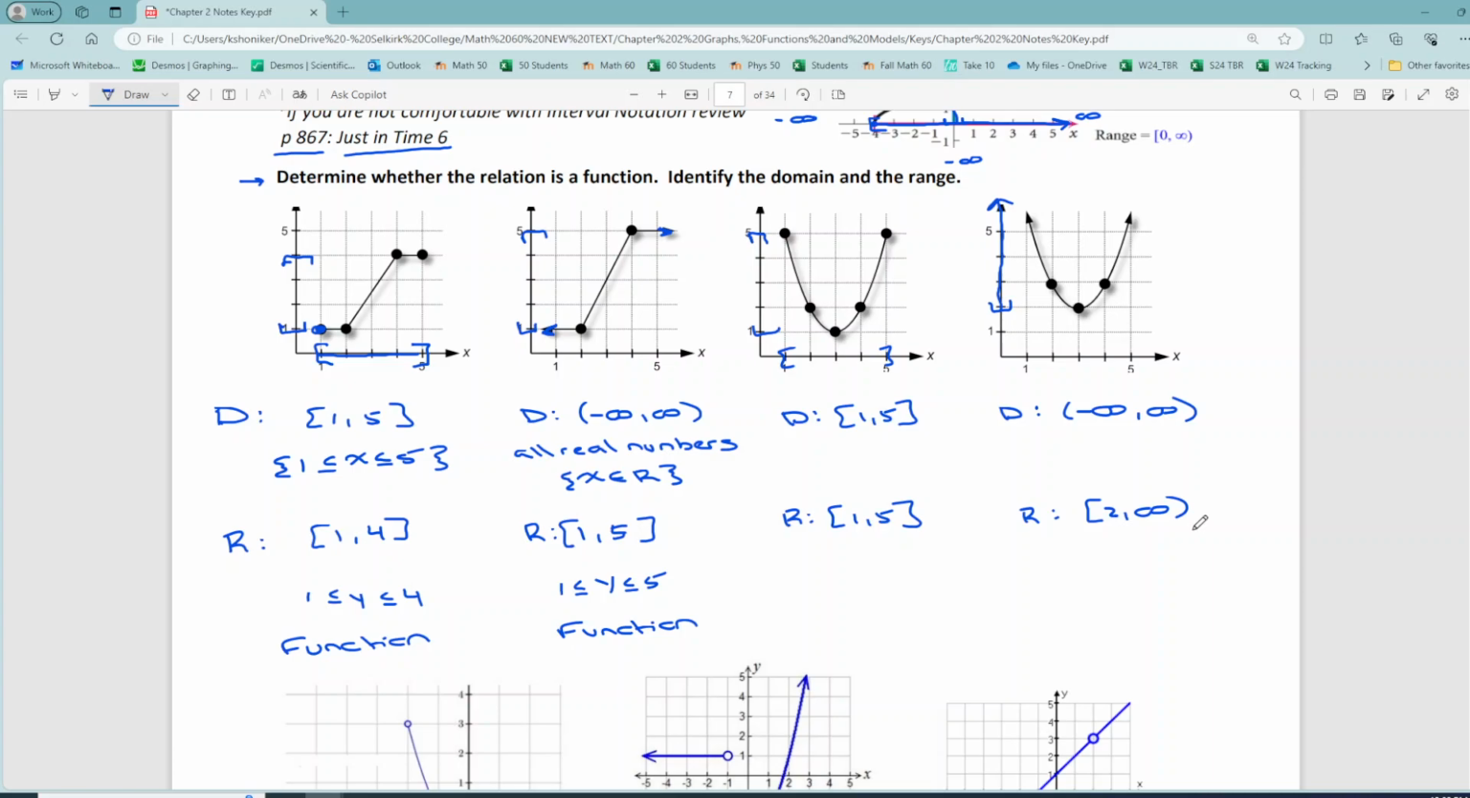I always have this moment where I'm like, oh, I just want to show set notation as well. This one, just in case, right? This one would be 1 to 5. This one would also be 1 to 5, put to y. This one would be all real numbers, and this one would be y is greater than or equal to 2. And then in terms of function, vertical line test, these are both functions.